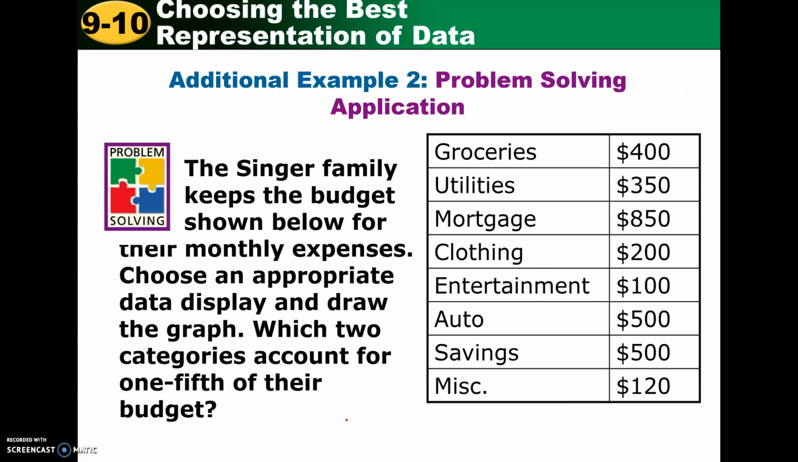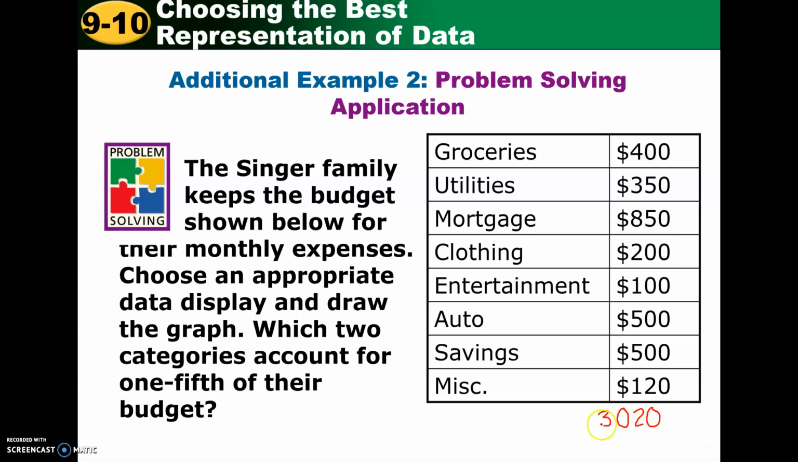Okay, now what we have is the Singer family keeps the budget shown below or to the right for their monthly expenses. Choose an appropriate data display and draw the graph. Which two categories account for 1/5 of their budget? So if we're comparing part to whole for expenses, we want to use a circle graph. So what I want to do first is add up all of this amount to see what their total budget is, so I can figure out what part each of these is. So I'm going to do that now. I'm going to add up all these numbers.